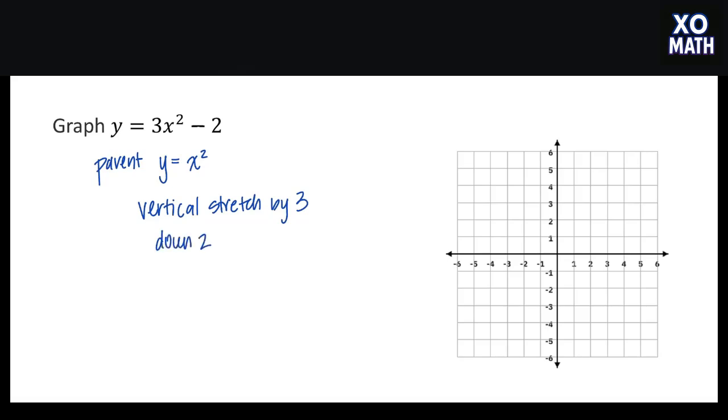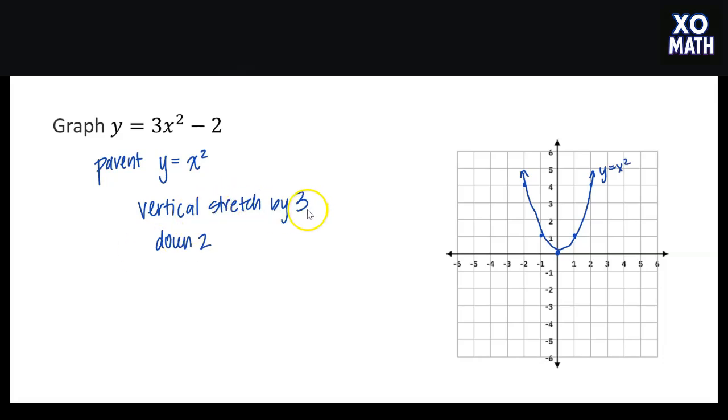Let's start with graphing y equals x squared. Y equals x squared passes through the origin 0, 0, then 1 squared is 1, 2 squared is 4, negative 1 squared is 1, negative 2 squared is 4. So here is our y equals x squared parent function.